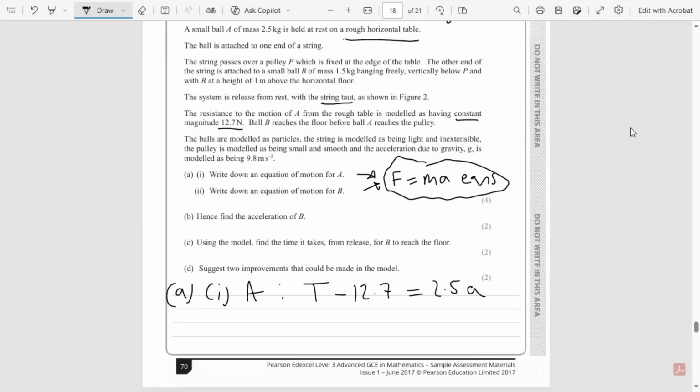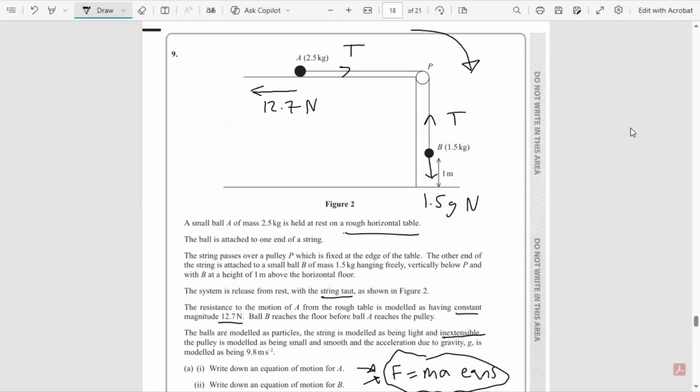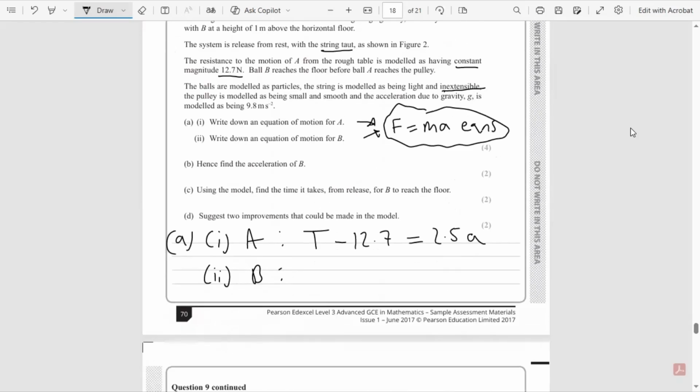So remember, when you have a pulley system or connected particles and the string is inextensible, like with every pulleys question, that means the accelerations for both particles are the same. So we will use the same A value in both equations of motion. Now the equation of motion for B: the weight is driving B downwards, so 1.5 G for the weight.